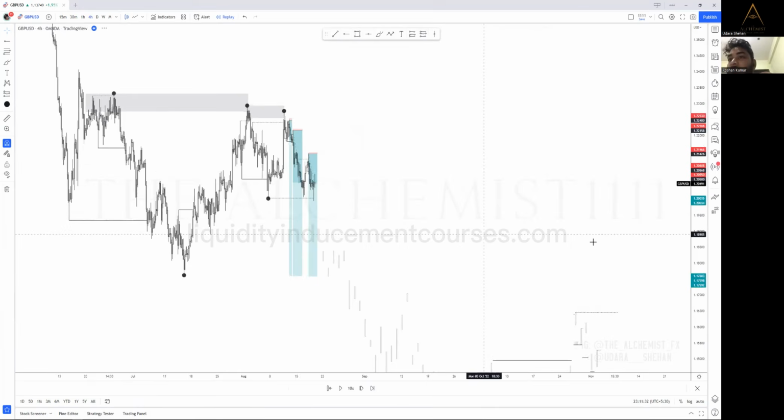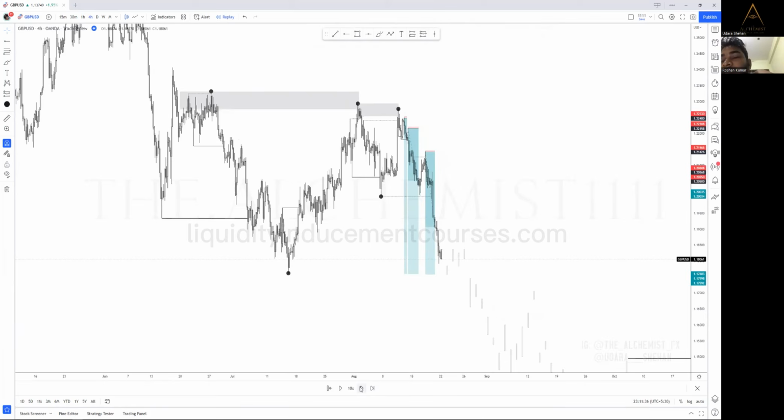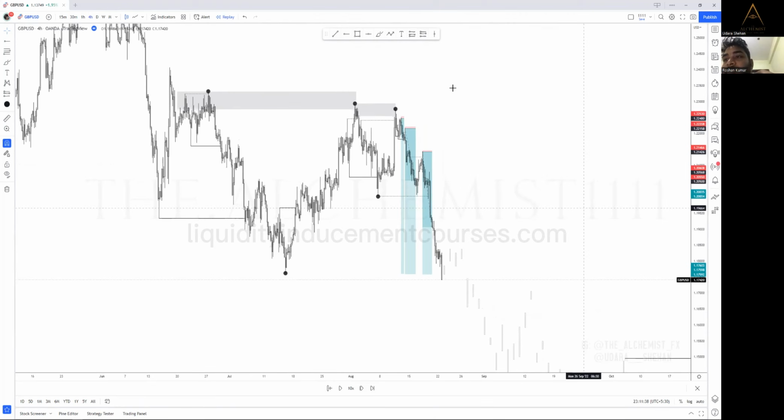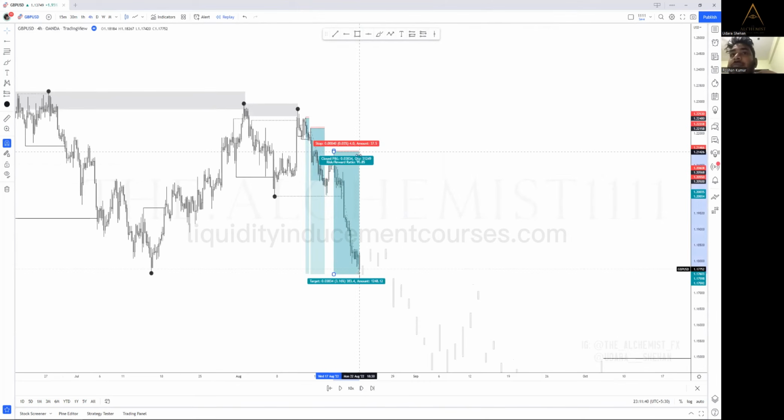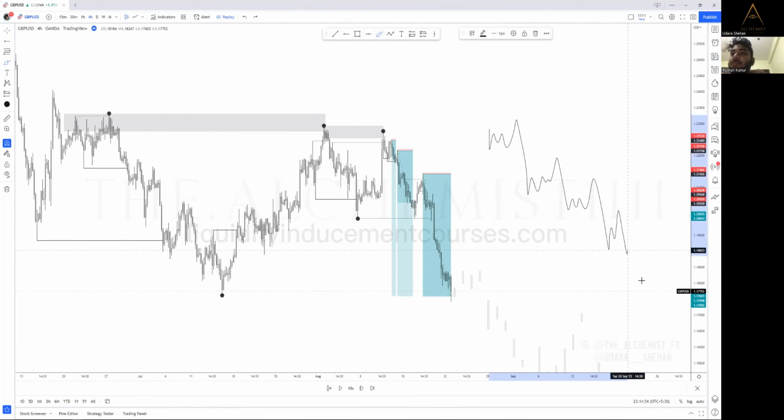What happens? Right into, melting into the external range liquidity. That is how we could have played with the daily range. I told you, right? After this break right here, what is it? Asia sell, Asia sell, Asia sell. Asia creates a strong high, you sell.